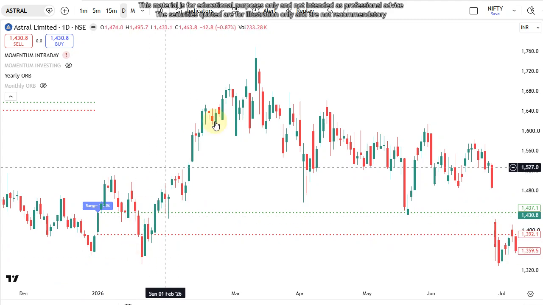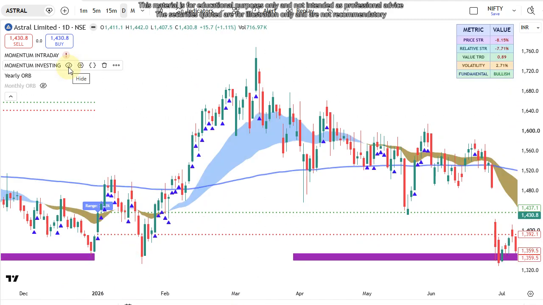In case you want to trail, you can use a moving average also. Here I have added a moving average just for your understanding. You can add any moving average of your choice and you can trail the target.